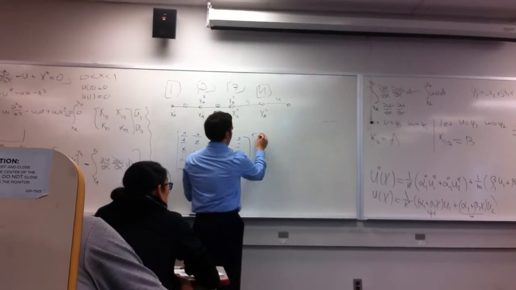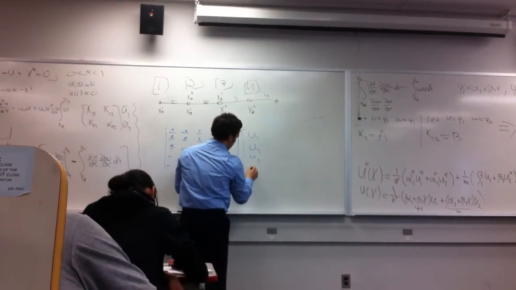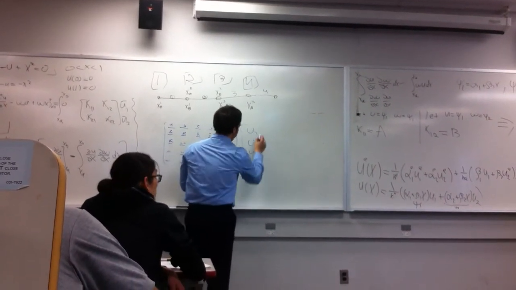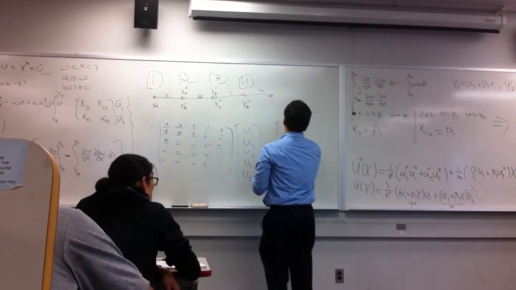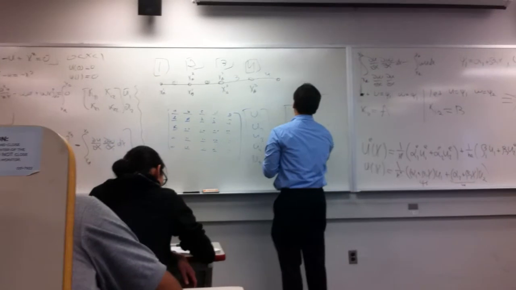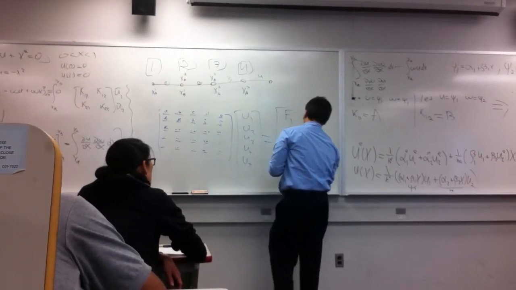And you multiply this K global by U1, U2, U3, U4, U5, equals global F1, global F2, global F3, global F4, global F5.